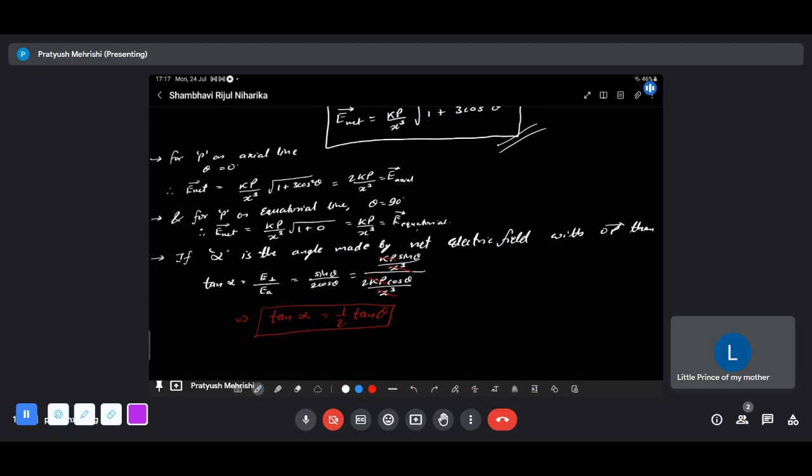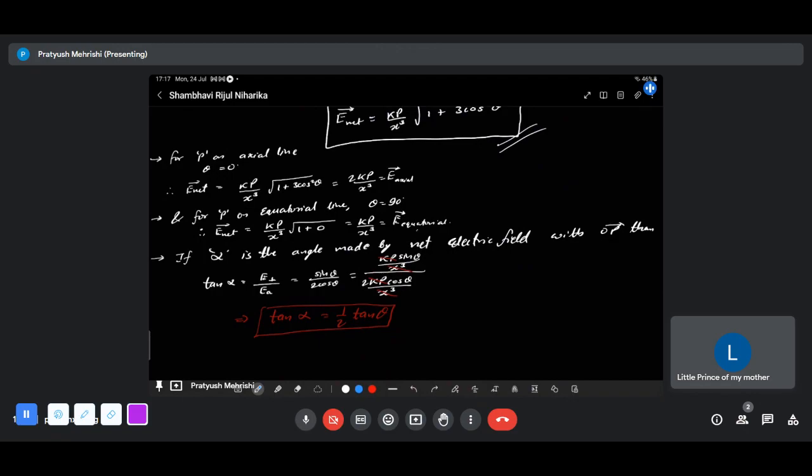Okay, now for point P on the equatorial line, theta is equal to 90 degrees. Therefore, the net electric field will be equal to Kp upon x cube into the square root of 1 plus 0, because cos 90 will be equal to 0. So we are getting Kp upon x cube for the equatorial case, and for the axial case we are getting 2Kp upon x cube. Just remember Kp upon x cube and 2Kp upon x cube.